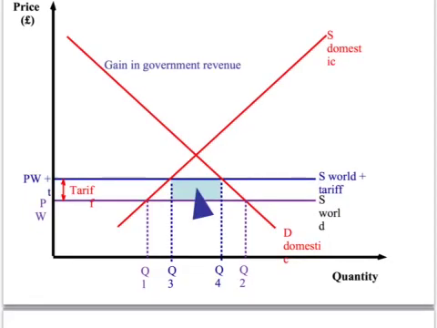The government also gains from the imposition of the tariff because they receive money in the form of taxation from the tariff. The amount of money they receive is the quantity of imports, which, as we discussed earlier on, is between Q3 and Q4, multiplied by the value of the tariff. So this box here represents the revenue from the tariff that the government receives.